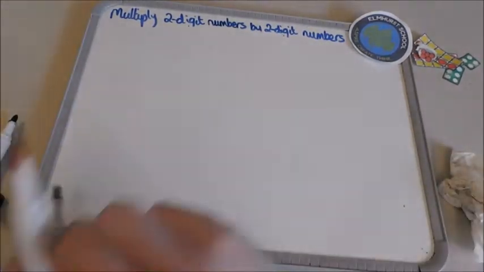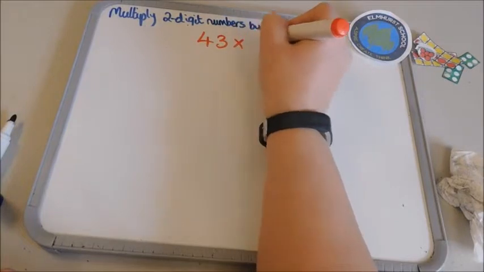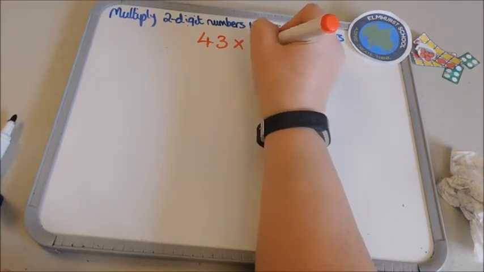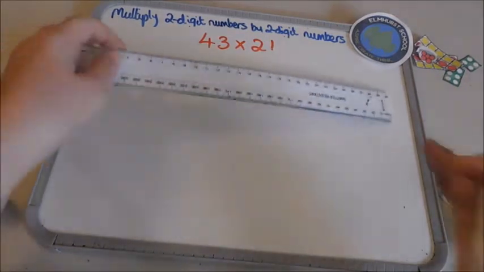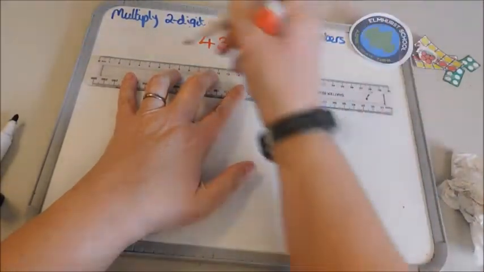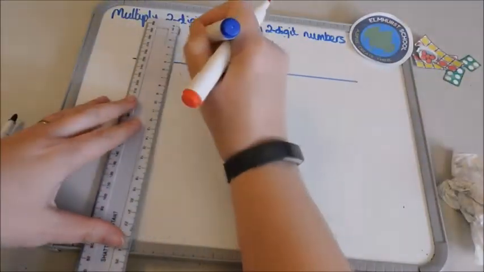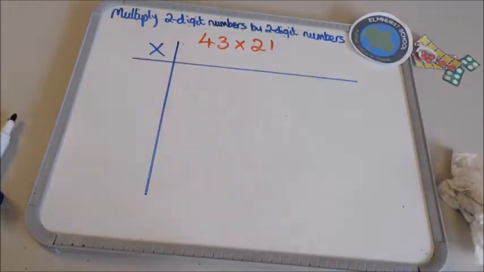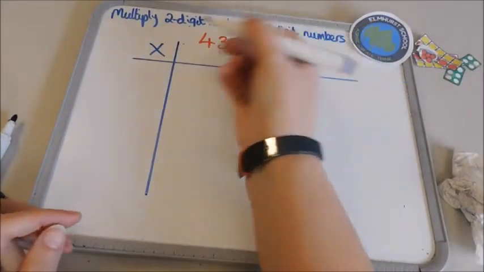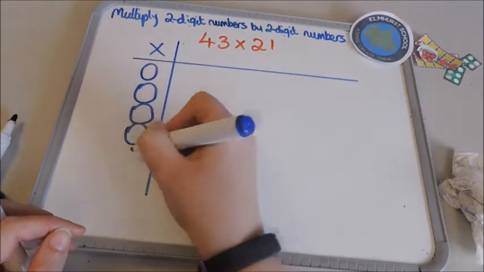So this time I'm going to multiply 43 by 21. I set up my grid, and the multiplication sign goes there. It doesn't matter which way you put your numbers. So I'm going to put my 43.